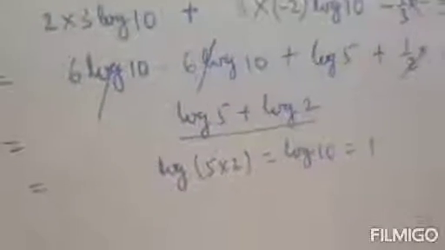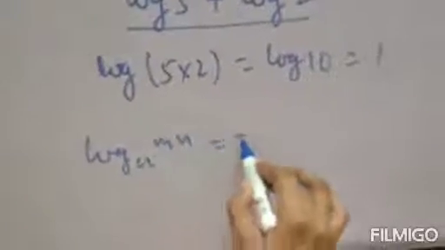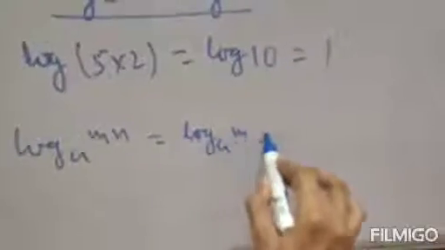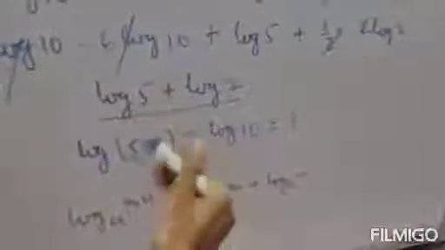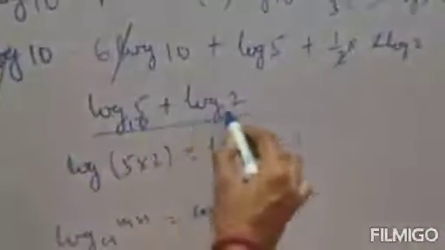Now log 5 plus log 2. Recall the formula of logs. The first formula given, that is log a base mn, was the formula of log a base m plus log a base n. Now compare. Here the base is 10. Base is not given, so the base is 10. Just write base is 10.